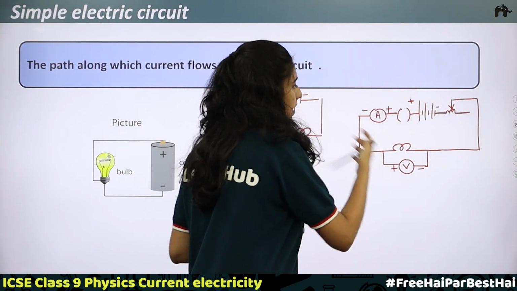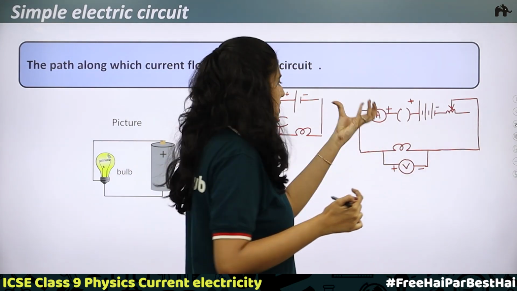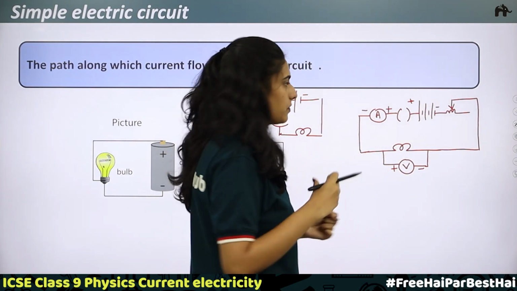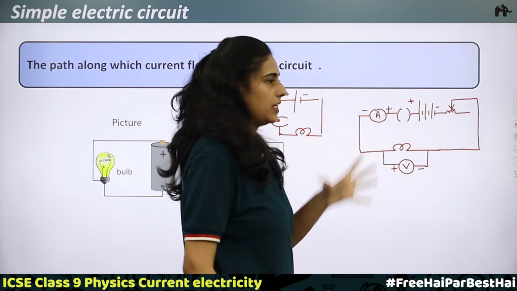So depending on the current, what happens? The intensity of the glow of the bulb will also change. Ammeter and voltmeter readings will also change. So this is a circuit. This is the simplest circuit and the circuit with other components included.